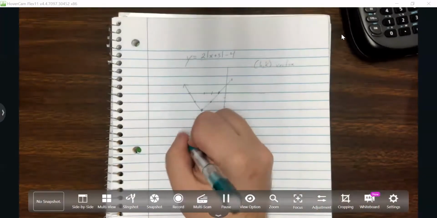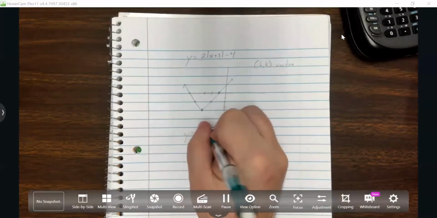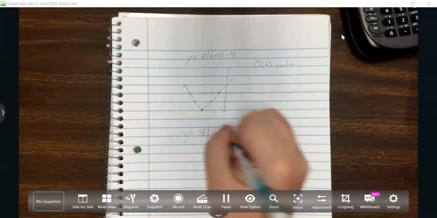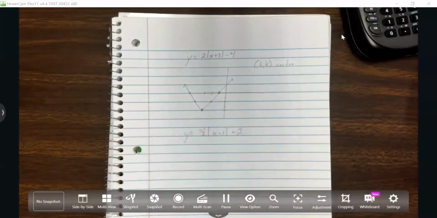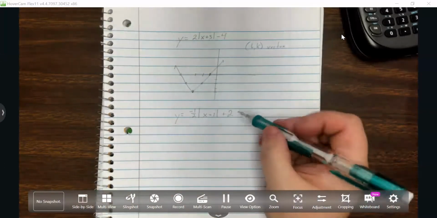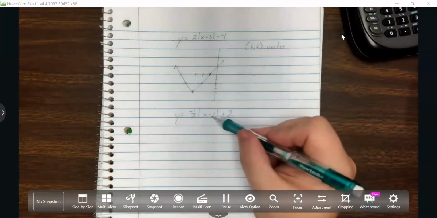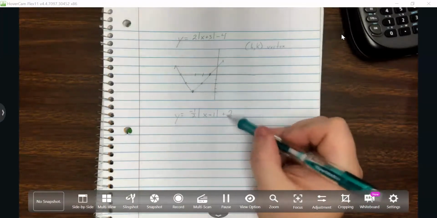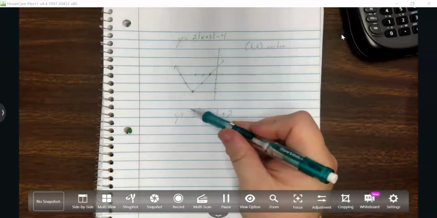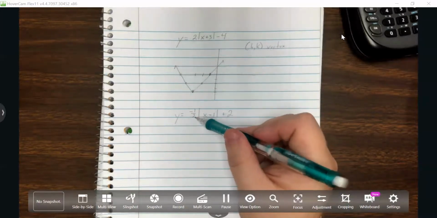So another example. Let's have negative 1/2 the absolute value of x minus 1 plus 2. So again, just looking at the equation, I know that this is an absolute value graph. It's going to be a V. It's been moved right 1 unit. It's been moved up 2 units. And then it's opening downward because the sign is negative. And it's going to be fatter than normal because it's a 1/2.